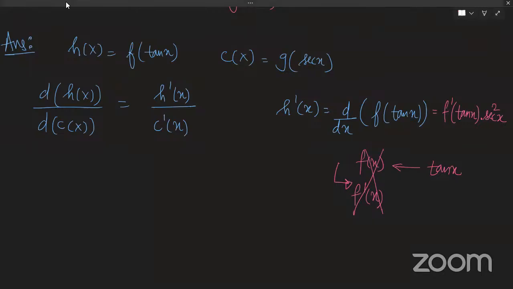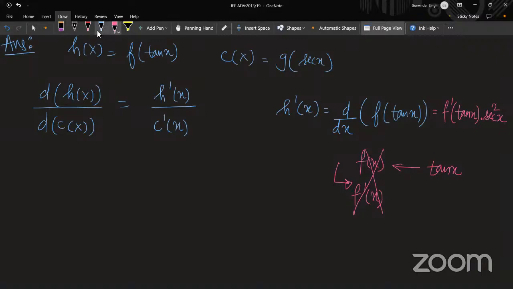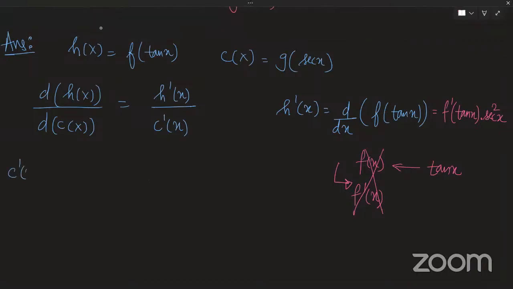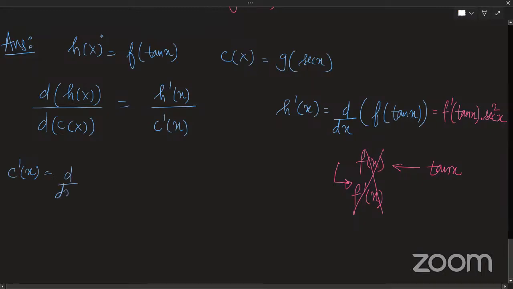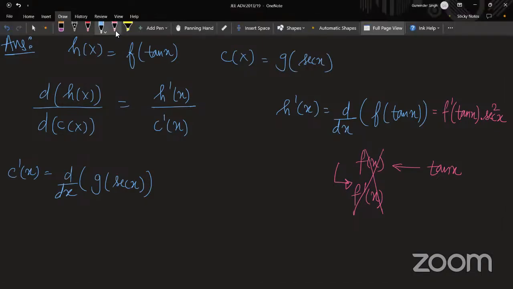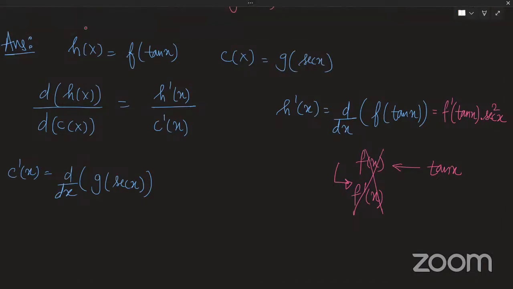In the same way, I need to calculate my c dash x. So c dash x means what? It means d by dx of g of secant x, right? So again, I got g of secant x. Which function is inside which function? Secant x is inserted in g of x. Great.